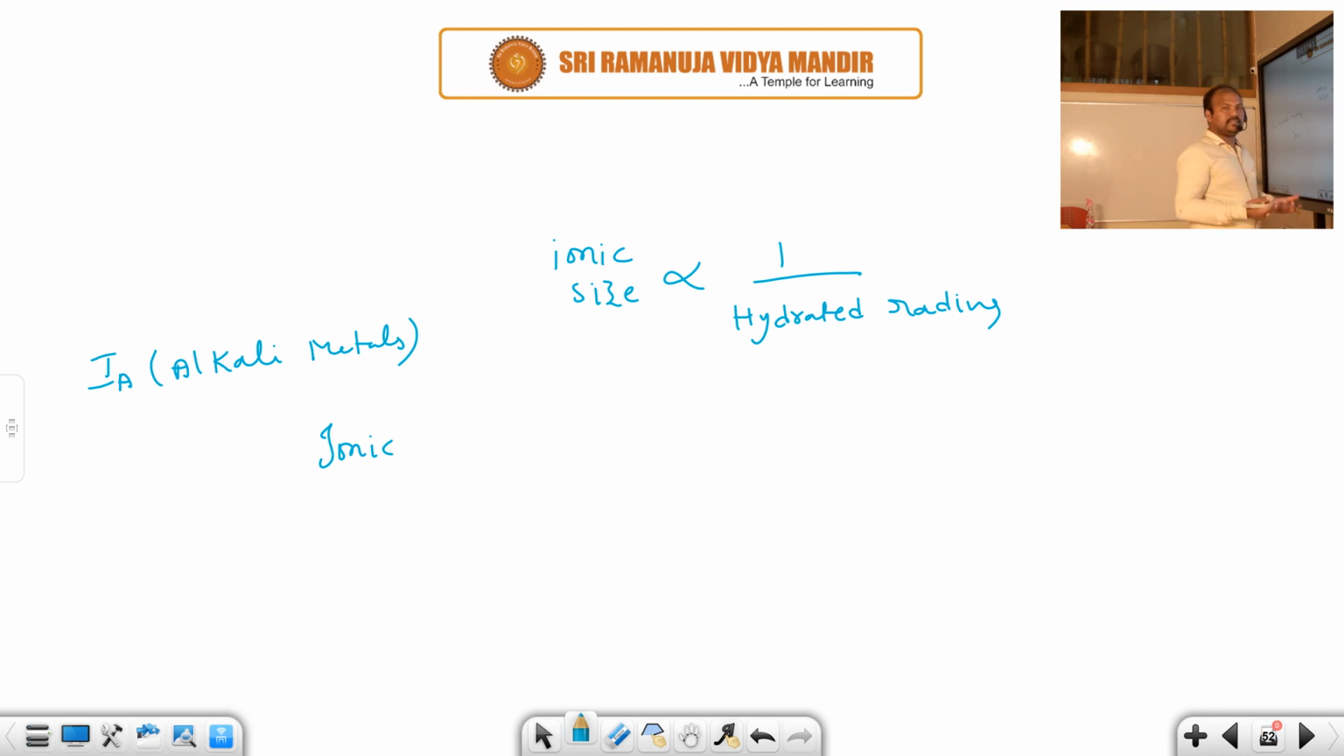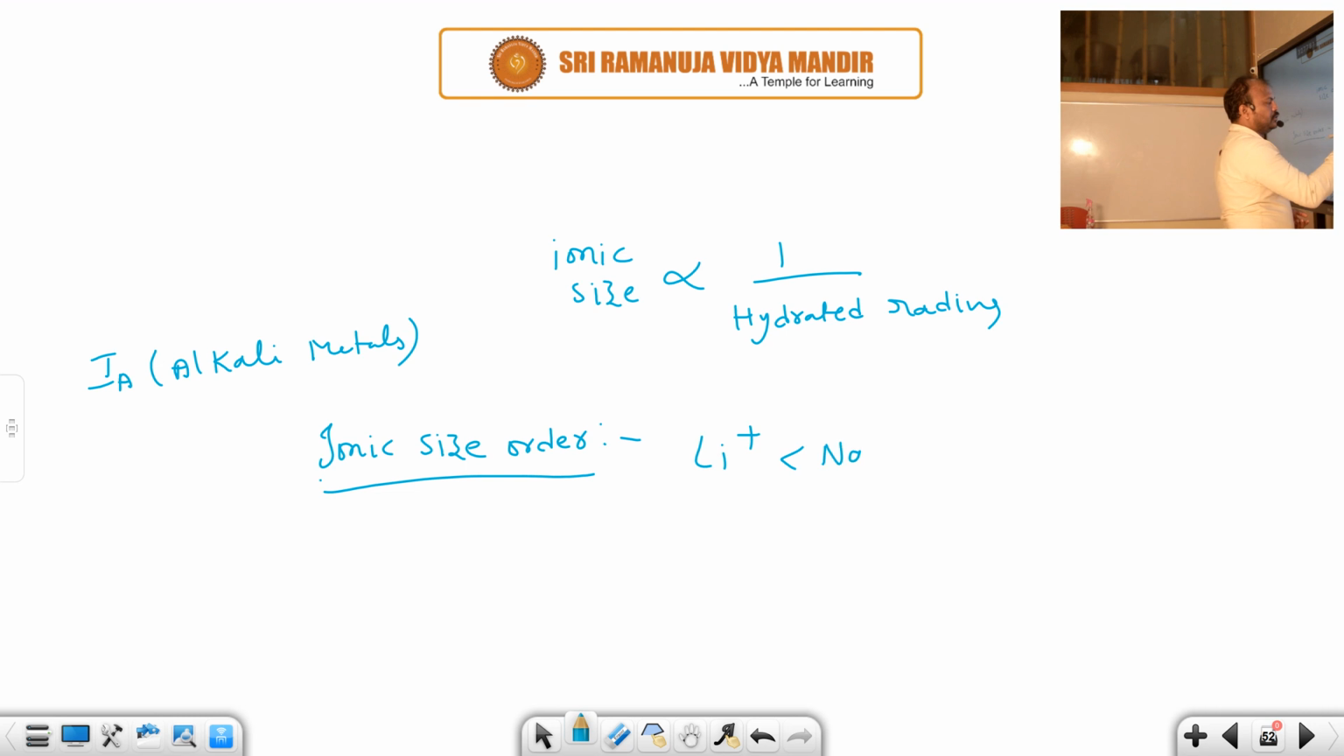All these are cations: Li plus, Na plus, K plus, Rb plus, Cs plus. If you take the ionic size order from top to bottom along the group, compared with lithium, sodium is larger. Compared with sodium, potassium is larger. Compared with potassium, rubidium is larger. Compared with rubidium, cesium is larger. Am I correct or not? So from top to bottom size increases. These are present in the gaseous state.